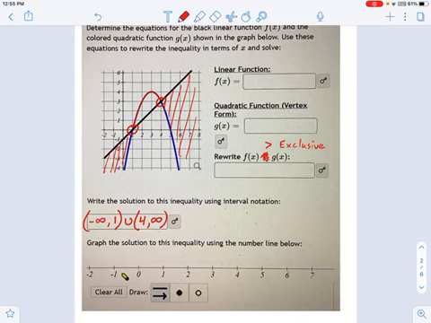And the way you do this on the number line is you pick that open circle marker, and you say right here and right here. And now you pick your ray marker, and you draw those rays going out to infinities.